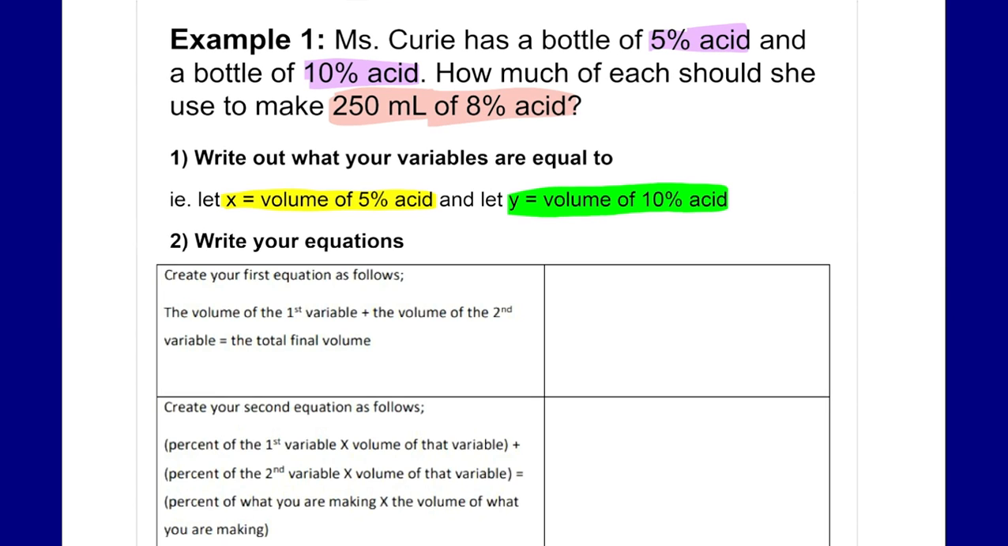So the first equation is just going to be looking at the volumes. We have our two variables x and y representing our unknown volumes. So all we're going to do is say x plus y equals 250. So x plus y equals 250. That's going to be our first equation. So just the two unknown volumes adding up to our total.